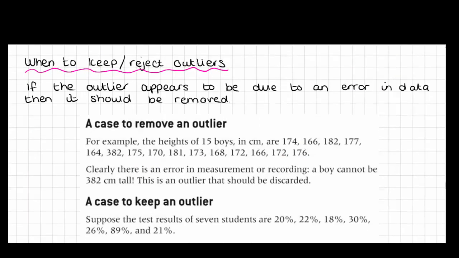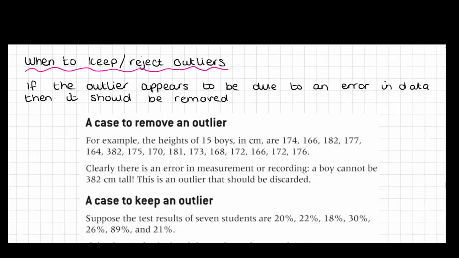Now, when to keep and reject outliers. If an outlier appears to be due to an error in data, then it should be removed. But this isn't always the case. Sometimes you could be looking at heights of people and you have a person that's just really, really tall. That isn't an error, that is just their height, so you would want to keep it in.